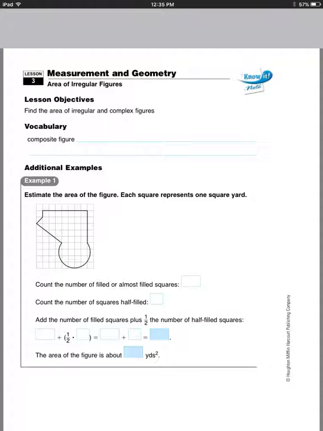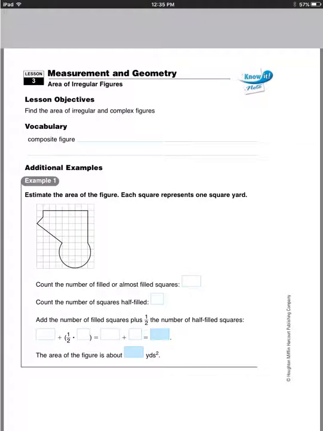Now, if I count all of those individually, it's going to take forever. Alright? But I have to. And if you do that, and count the number of filled or almost filled squares, you should get 46. So you should probably go to your notes page and see if you can count those and get 46.